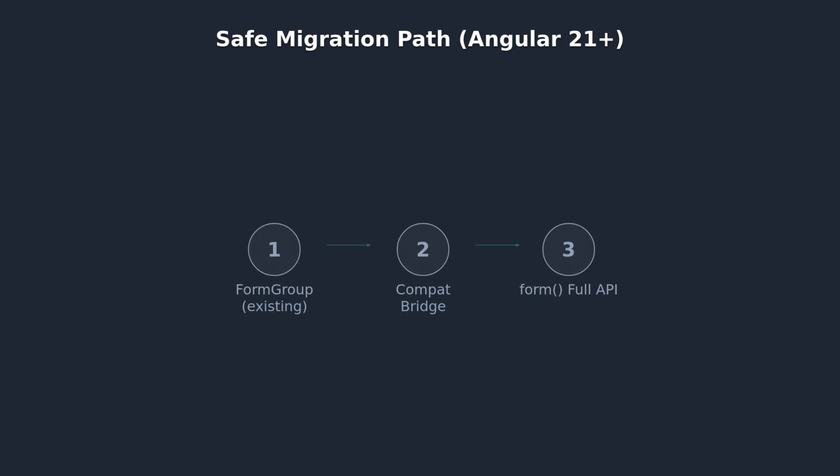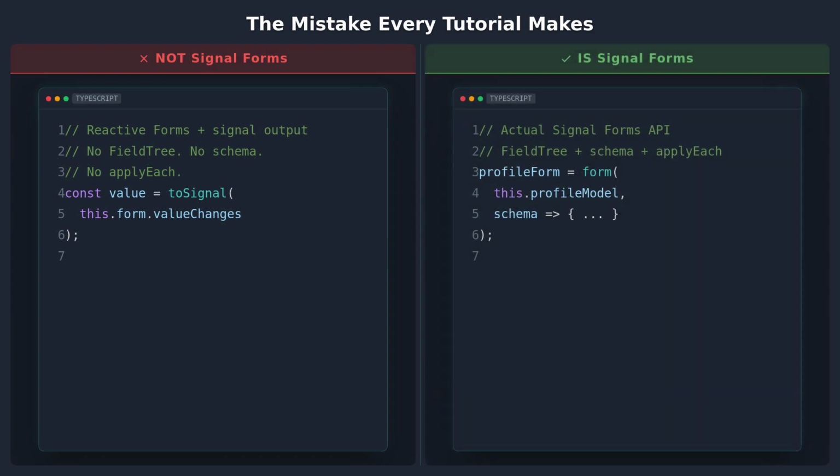The API will change. Remember I said every tutorial makes a mistake that costs you a full debugging day? Here it is. If you see signalForm valueChanges in your codebase, that is not Signal Forms. That is reactive forms with signal output, completely different APIs. No field tree, no schema, no applyEach. Confusing these two is the number one reason Signal Forms migrations stall.